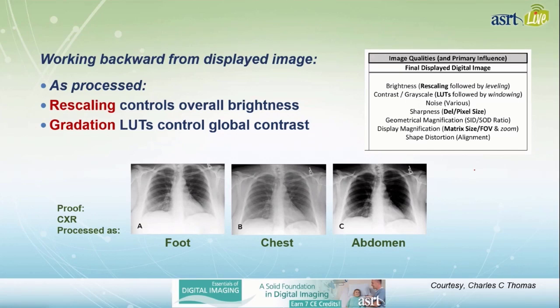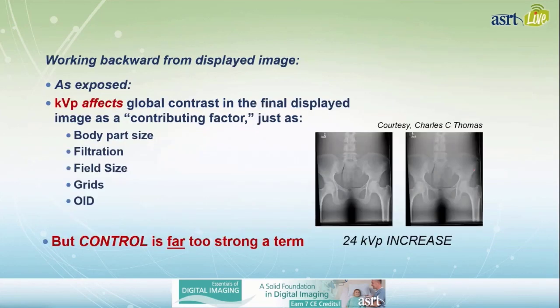So now we've covered two digital factors that dramatically change contrast. First, the rescaling and the LUTs that present the initial image, and secondly, the window level and window width adjustments that we make after that image is displayed. These are tremendous differences, and it's very obvious.